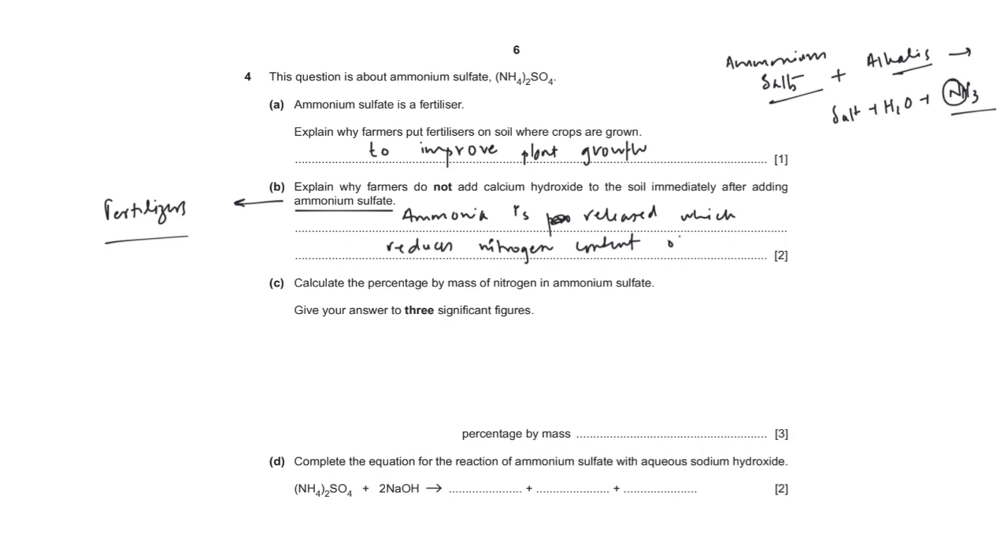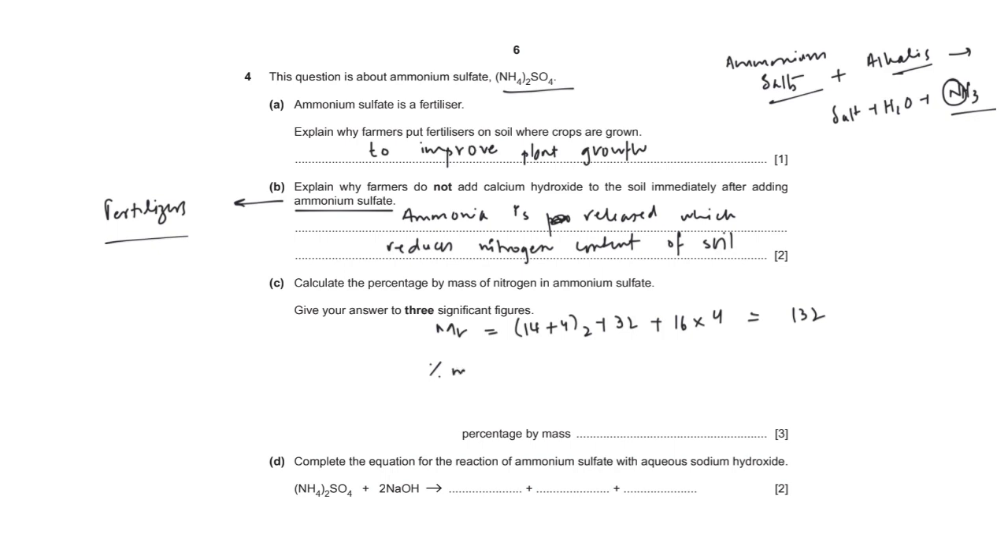Nitrogen content of soil. Now you need to calculate the percentage mass of nitrogen in ammonium sulfate. This is ammonium sulfate. Calculate the Mr first. Mr would be: nitrogen is 14 times 2, plus sulfur is 32, plus the atomic mass of oxygen 16 multiplied by 4. So it would be 132.